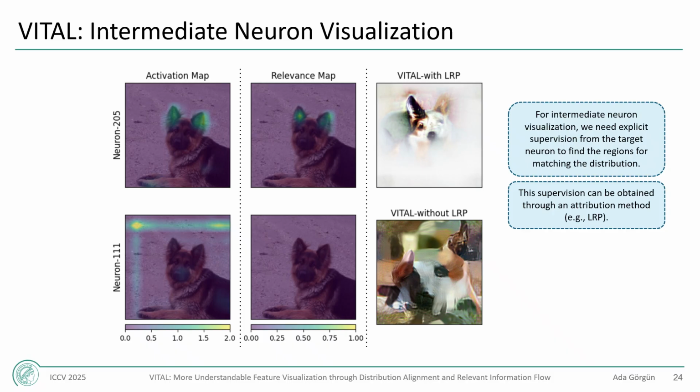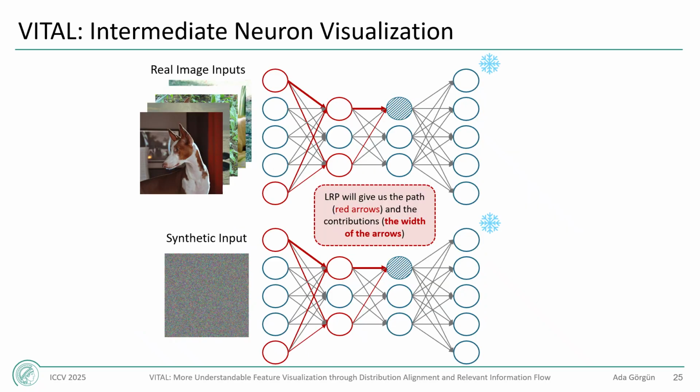Unlike class neuron visualizations, intermediate neurons require us to know where to match. We therefore obtain explicit supervision from the neuron via an attribution method. For our case, it is LRP, layer-wise relevance propagation. LRP provides relevance maps for each prior block, indicating both the path that contributes to the target neuron and the strength of that contribution. Practically, we use these relevance maps to weight activations during alignment. We apply sort matching on relevance-weighted activations so that only evidence that truly supports the neuron shapes the synthetic image.